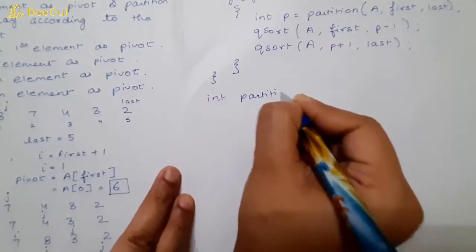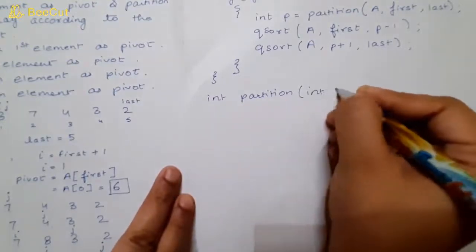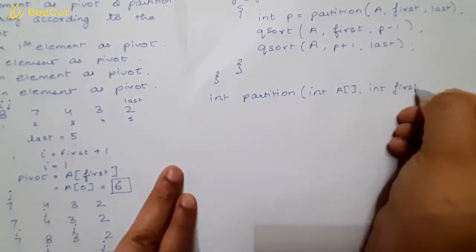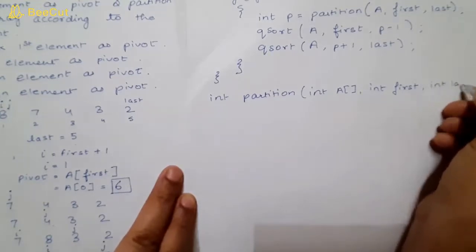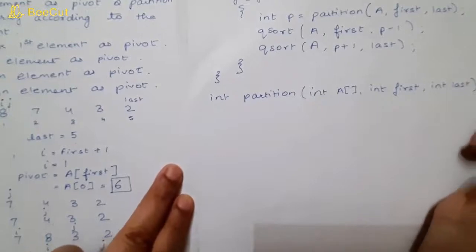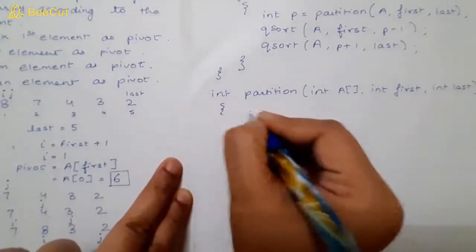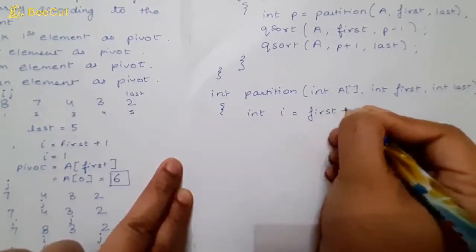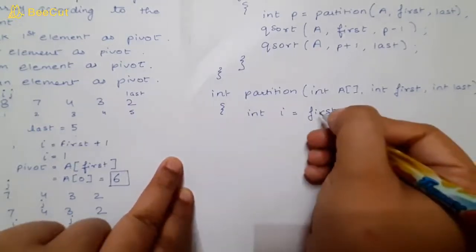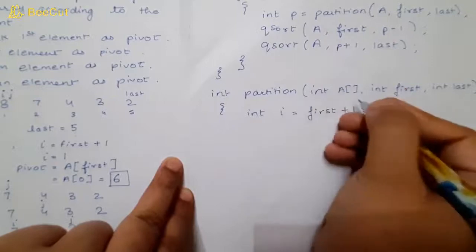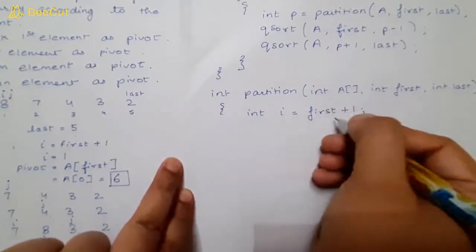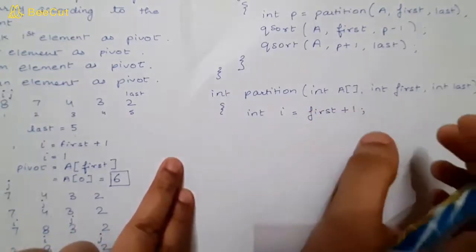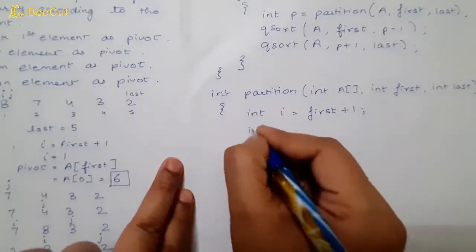See, partition is a function which is again going to take 3 arguments. It is going to take the array, then 2 variables, first and last. And in this we'll take one variable i, which will be holding the value of first plus 1. First is having the first index value. i will be next to the first index. So if first is 0, i will be 1. If first is 1, i will be 2. Okay, so in our case, we are taking the first element as the pivot element.